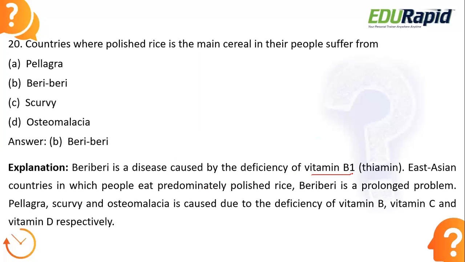This leads to vitamin B1 deficiency, also known as thiamine deficiency. When we do not consume vitamin B1 in our diet due to the polishing of the cereal, it causes a disease called beriberi. It is a prolonged problem. Looking at the rest of the options, pellagra is caused by deficiency of vitamin B3, scurvy by vitamin C, and osteomalacia is due to vitamin D respectively. Moving to the next question.